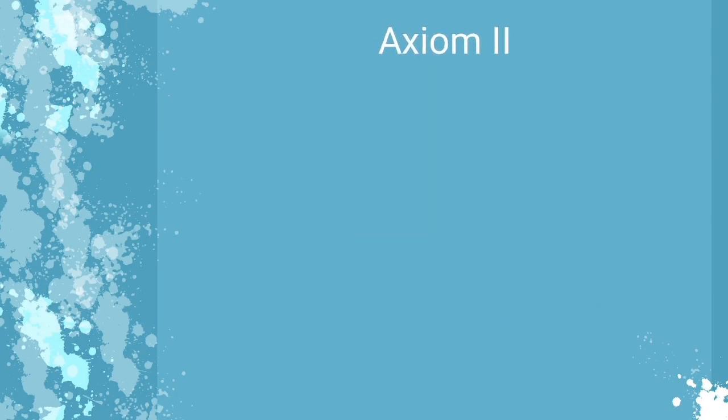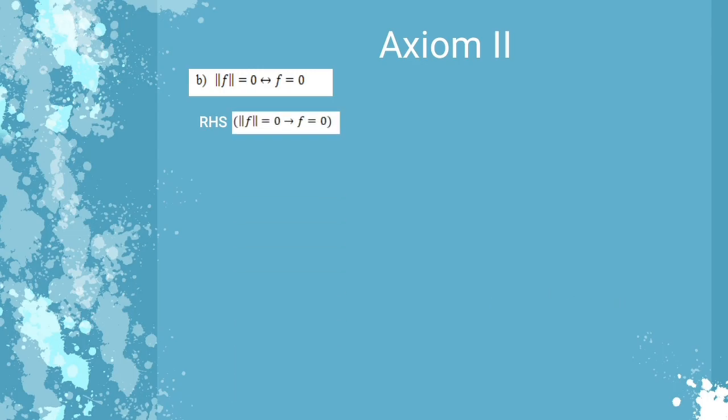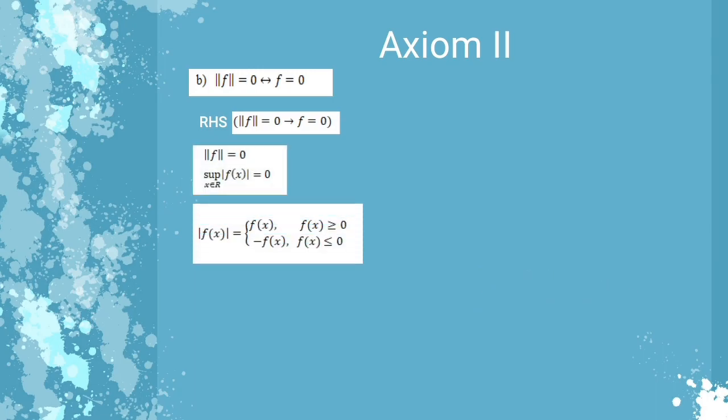Next, the second axiom, with its right-hand side and left-hand side. We start from the right-hand side: if norm f is equal to 0, then f is equal to 0. We get that f(x) is greater than or equal to 0 and f(x) is less than or equal to 0. It must be that f(x) is equal to 0 for each x element of R. Then we get that f is equal to 0, the zero function.